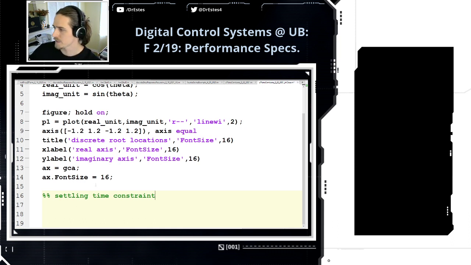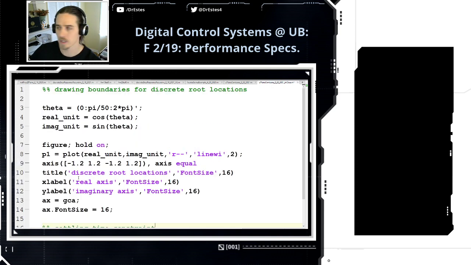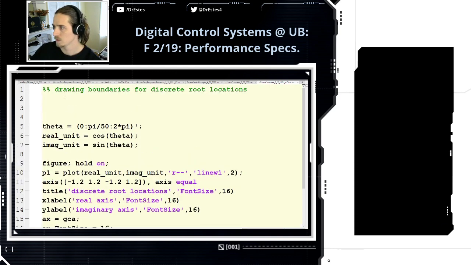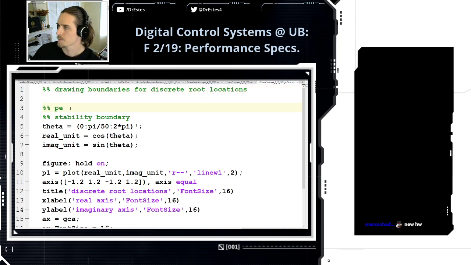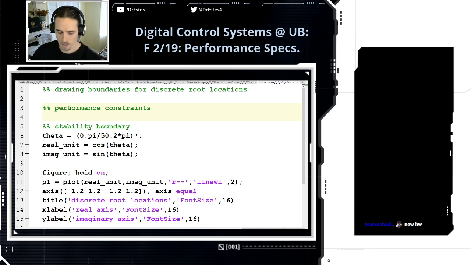So we have to define some variables here. Actually, the way I want to organize this code, this part, what we just stripped there, is the stability boundary. Let's make another section for performance constraints. And the first one is going to be settling time. Why don't we say we want this to settle in less than 4 seconds. So this is our maximum settling time in seconds.